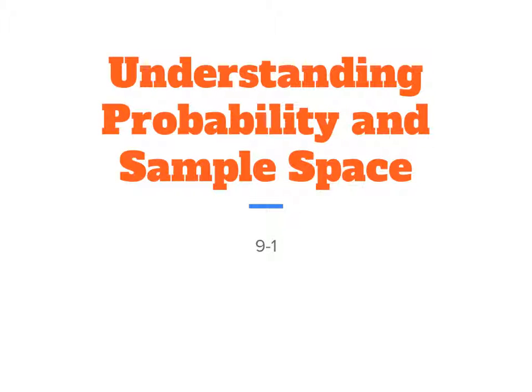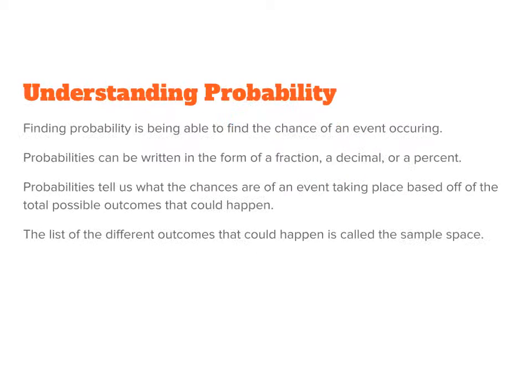Welcome to 9-1. Today we're going to talk about understanding probability and sample space. So we're going to start with understanding probability. Finding probability is being able to find the chance of an event occurring. Probabilities can be written in the form of a fraction, a decimal, or a percent.